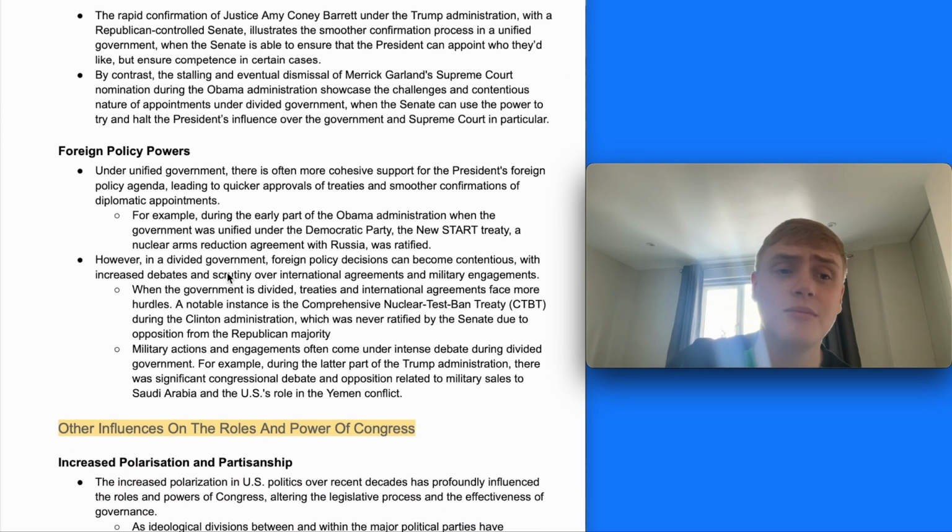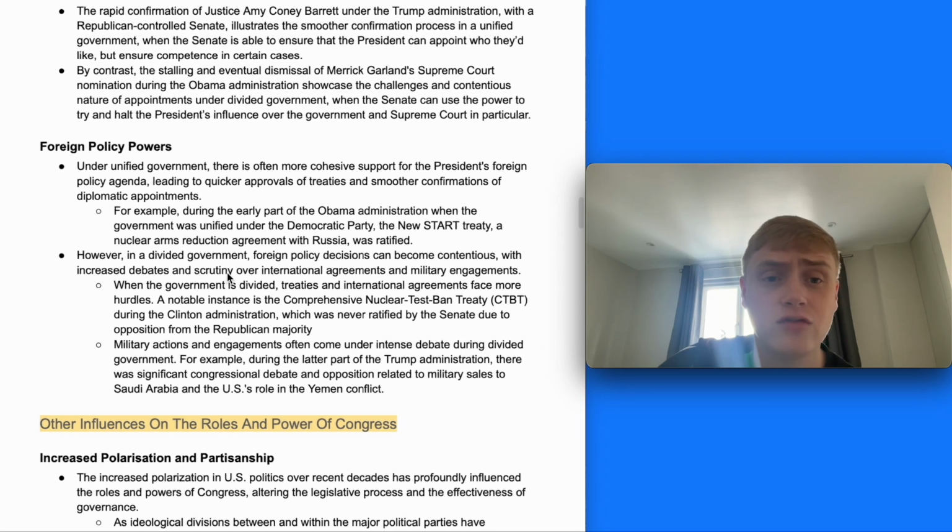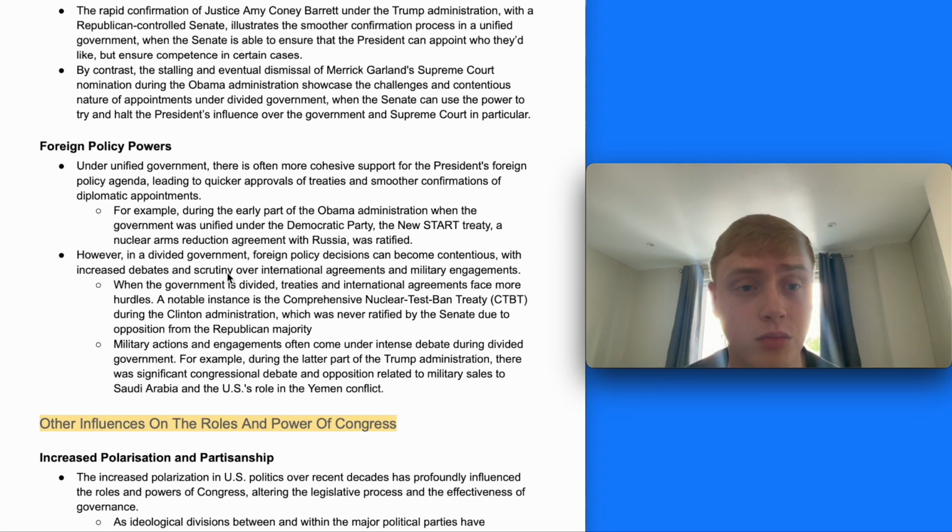In terms of foreign policy powers, under unified government, there's often more cohesive support for the president's foreign policy agenda, leading to quicker approval of treaties and smoother confirmations of diplomatic appointments. So during the early part of the Obama administration, when the government was unified, the New START Treaty, a nuclear arms reduction agreement with Russia, was ratified, for example.